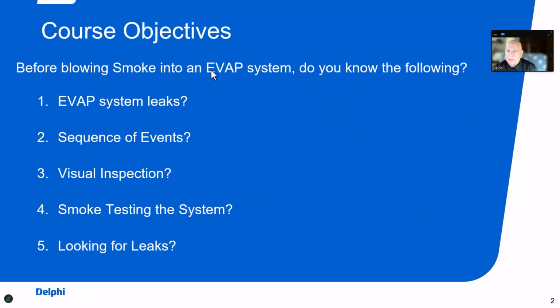Okay, what are we going to do in this next hour? Before blowing smoke in the system, well, we're going to blow smoke in the system today. We need to understand the different size leaks, how big they really are, how small they really are. There's a thing that I love to call sequence of events. That's how things happen, the order in which things take place. And that's the same thing you're going to want to do in your EVAP diagnostics. You're going to want to follow a plan. Don't be hasty. And include in it, number 3, your visual inspection.